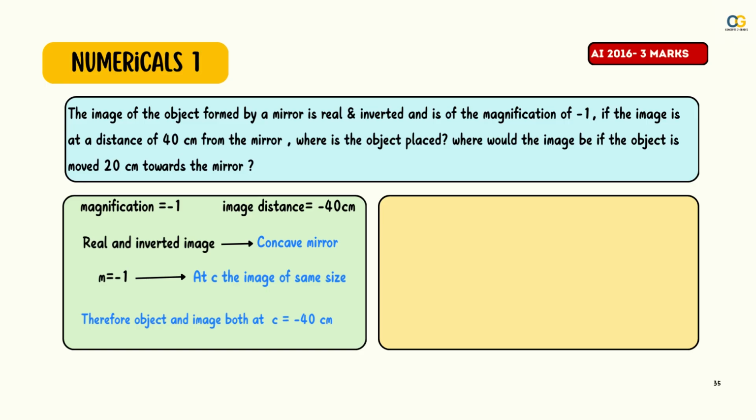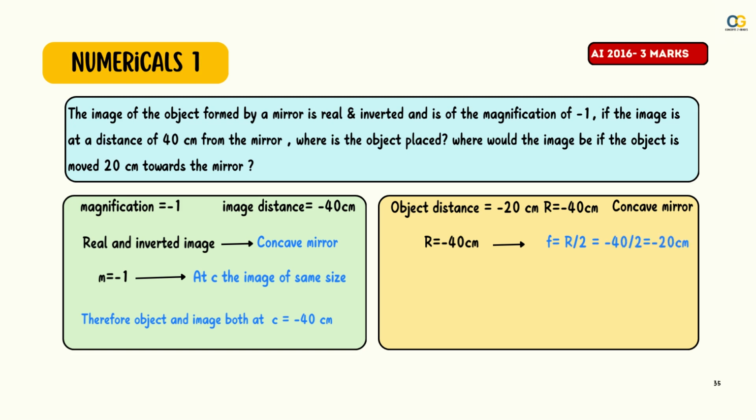Moving to the second part of the question, if the object is moved 20 centimeters towards the mirror, that is, you go 20 centimeters further, your object distance will be -20 and your radius of curvature is 40. So if the radius of curvature is 40, the focal length R by 2 would be -40 by 2, which is -20 centimeter. So your focal length is -20 and you have placed your object also at 20. This means that the object is at focus, so the image will be at infinity.